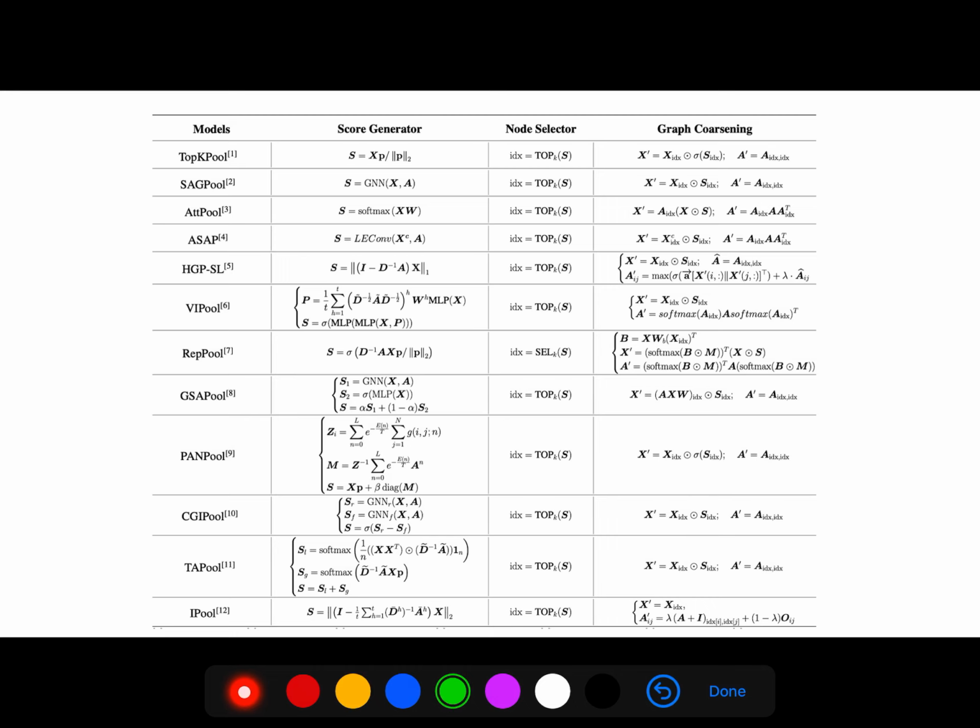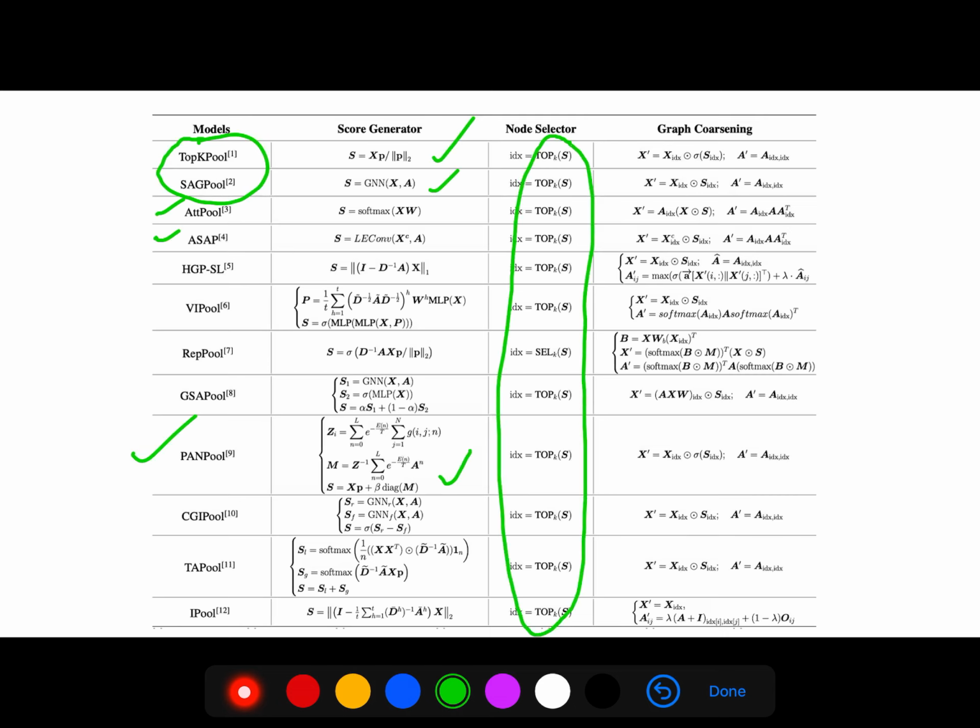But you know, these models, for example, I've explained TopK, SAGPool, ASAP, PANPool, attribute pool. I've explained all of them in different videos. So it's just scoring. You're scoring nodes. Sometimes you do it with a graph neural network, sometimes just a projection. Sometimes it looks complicated, but for the node selector, what is important is you just get the top K scores.